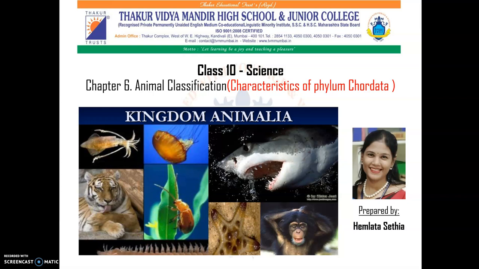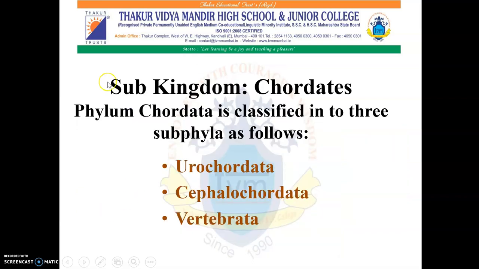Today we are going to continue with Class 10 Science, Chapter number 6, Animal Classification. Topic that I am going to cover during this session is characteristic of phylum Chordata. Phylum Chordata is classified into three subphyla: Urochordata, Cephalocordata, and Vertebrata.